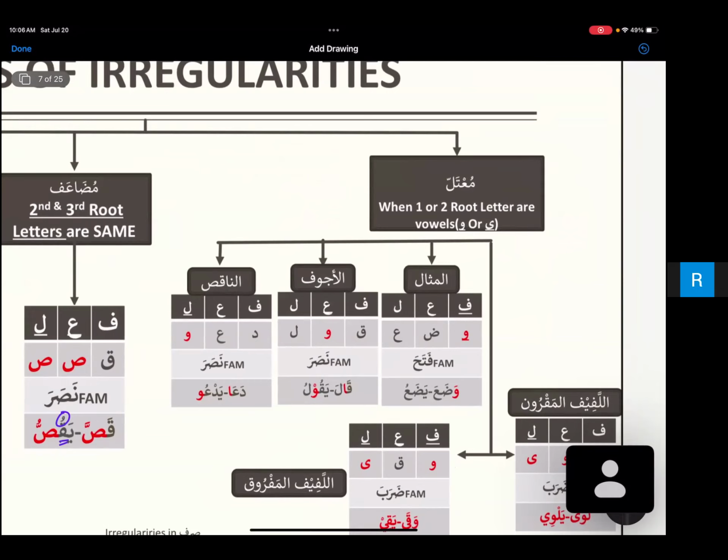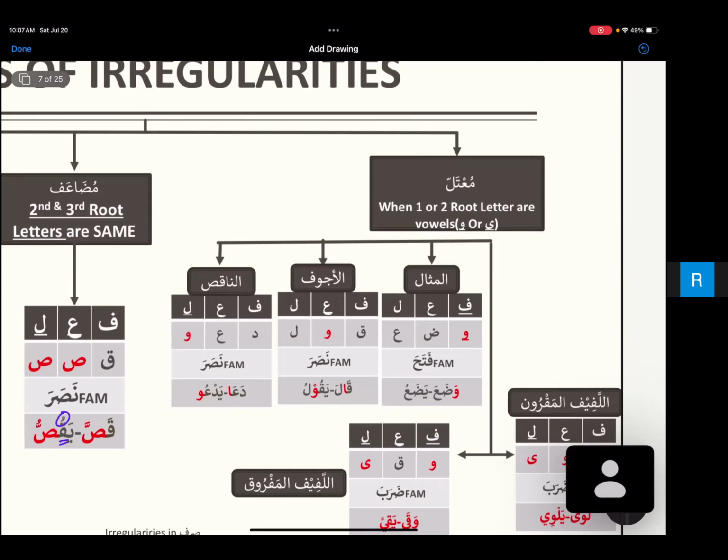And then we are further going to divide that Mu'tal into 3: Misal, Ajwaf, and Naqis. Misal is when our Fa kalima is Waw or Ya. And then further we are going to say Misal Wawi and Misal Yai. Then comes Ajwaf. Ajwaf means that sickness is in the middle. The belly is upset.